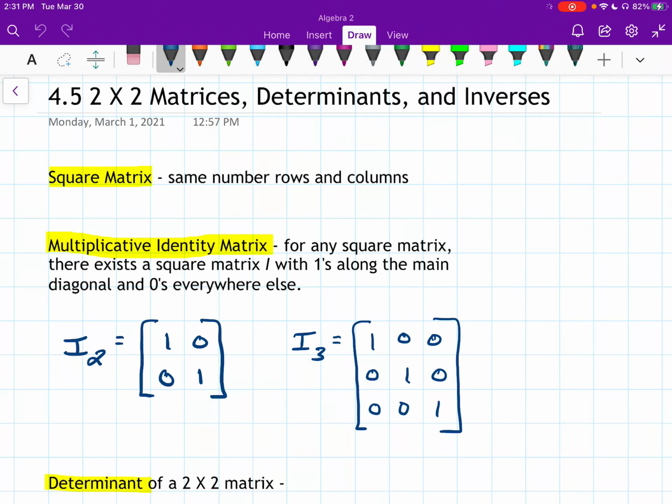All right, 4.5, 2 by 2 matrices, determinants, and inverses. So starting off with some definitions, a square matrix is a matrix that is square. It has the same number of rows and columns.